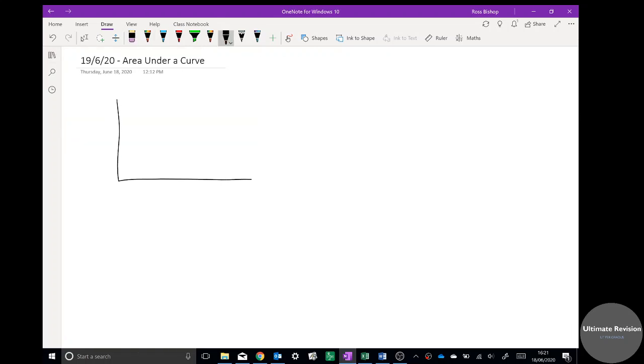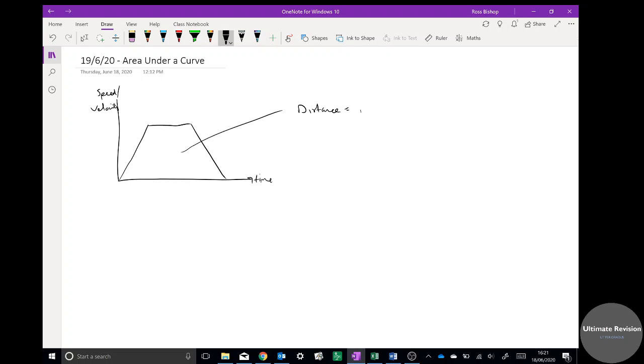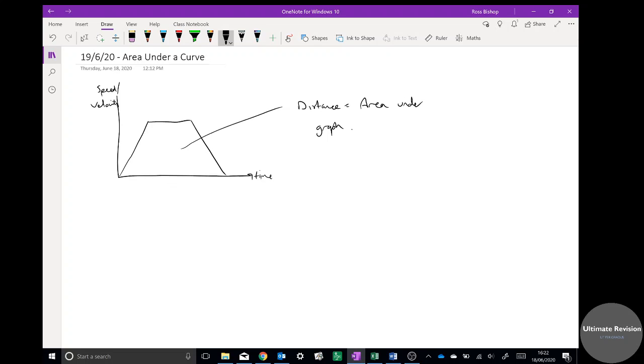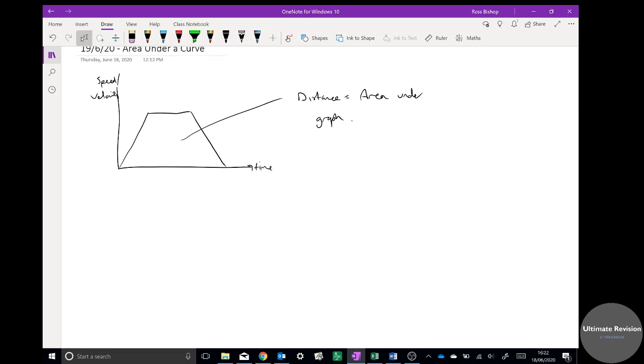Okay, so if we had a speed or velocity time graph, that might look something like this. The distance will equal the area under the graph. We're going to use that. So the distance under a speed or velocity time graph is the same as the area under the graph. And there's going to be some useful shapes that we use to work out the area or estimate the area. So, recap.